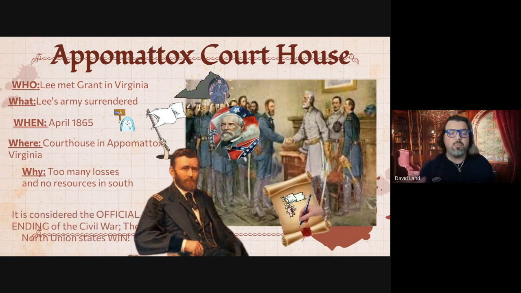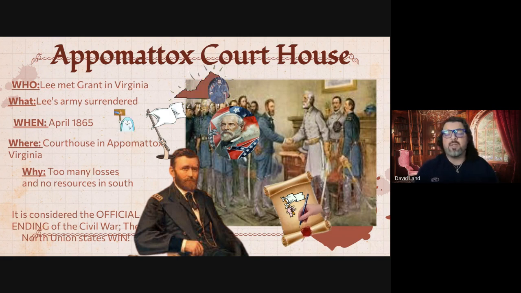So General Lee realizes this is going to be the official ending of the war. This is too many losses, too many resources. My men haven't eaten. They're haggard. They're hungry. They're destitute. They're dead. This is it. He can go no more. Even though Lee wants to, he sees that his men are suffering. So he meets at Appomattox Courthouse in Virginia to give the terms of his surrender.